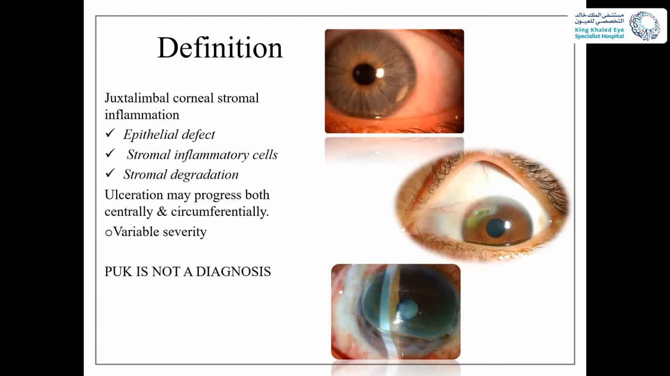An ulceration might progress either centrally toward the center and the visual axis, or might go circumferentially and follow a special pattern, as we will see. It has a variable severity depending on the cause. The PUK that is associated with systemic diseases usually tends to behave aggressively. Those with local diseases tend to behave in a more or less virulent way.